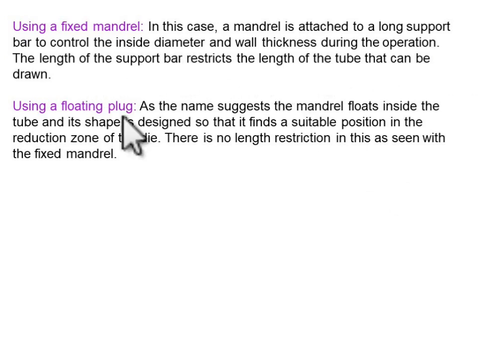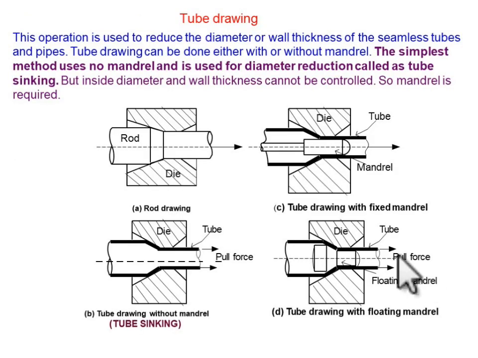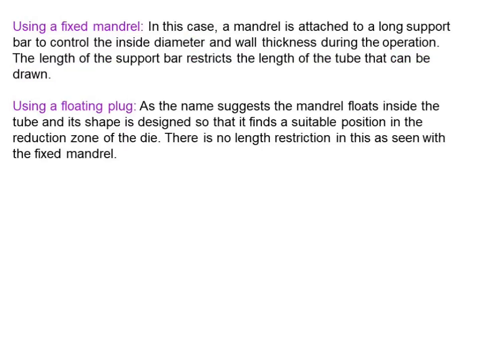Now, what is this floating plug, or you can say floating mandrel? As the name suggests, the mandrel floats inside the tube, and its shape is designed so that it finds a suitable position in the reduction zone of the die. There is no length restriction in this because it is a floating mandrel and it lies within the die, and its size is small. That's why we don't have any restriction on the length of our tube. So this is a floating mandrel.